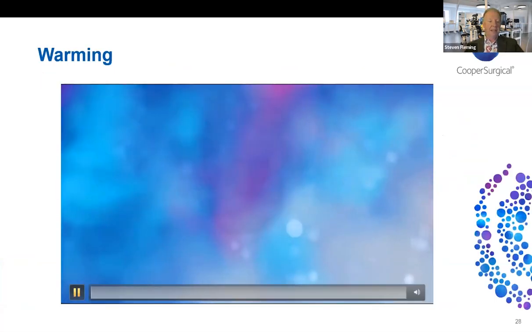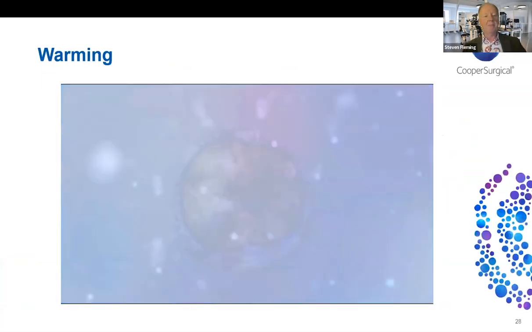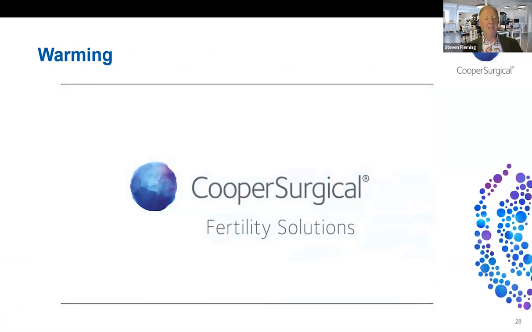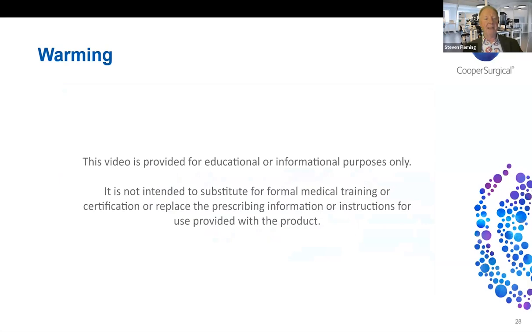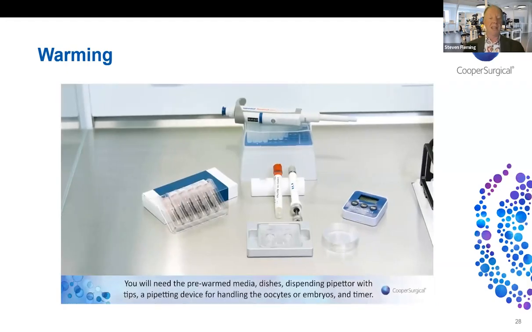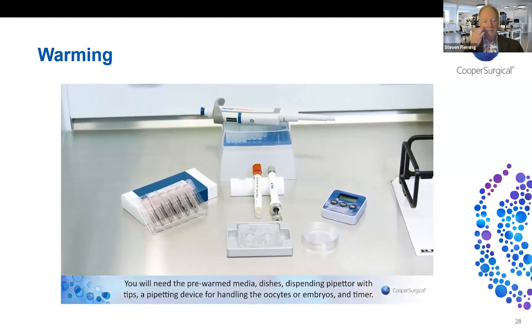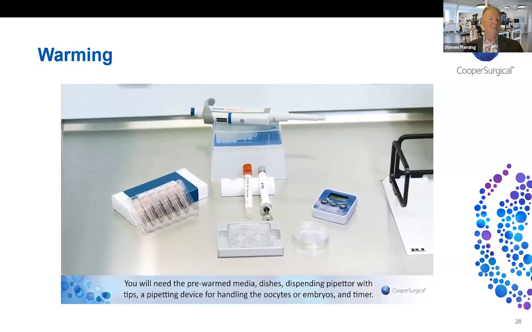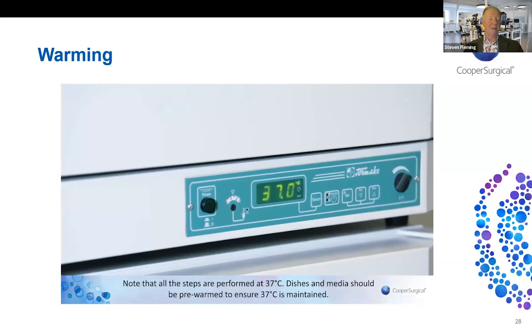So last video, just to show you how warming is achieved, again using the SAGE vitrification kit. In this instance, you can do everything at 37 degrees. You don't have to mess around using ambiplates or stages at different temperatures. Really important, have everything absolutely ready.